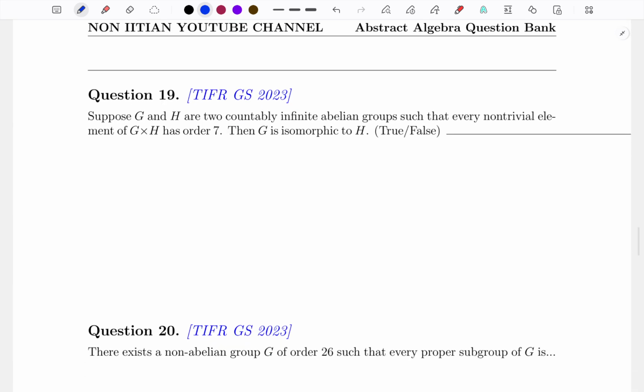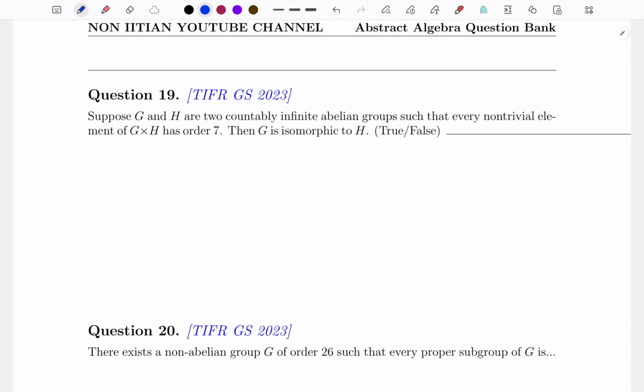Let us see the next question. Suppose G and H are two countably infinite abelian groups, such that every non-trivial element of G cross H has order 7. Then G is isomorphic to H.